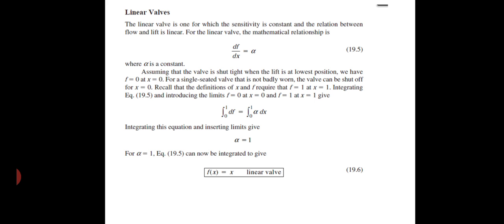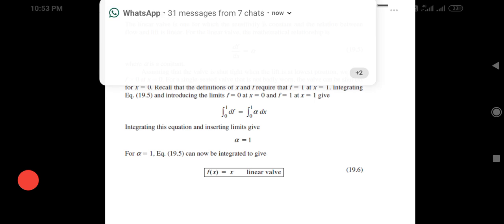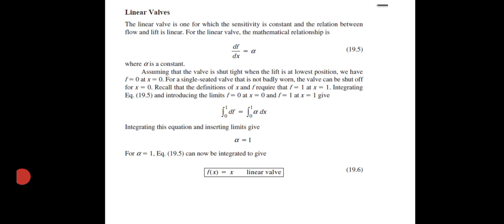So here we can establish the equation df by dx, that is, the change in force with respect to change in displacement is a constant. Okay, so alpha is a constant. So df by dx equals alpha. Is it right? There is no harm in writing this equation. Okay, df by dx is equal to alpha for the linear characteristic valve. So now our target is to solve this equation, the first order differential equation.